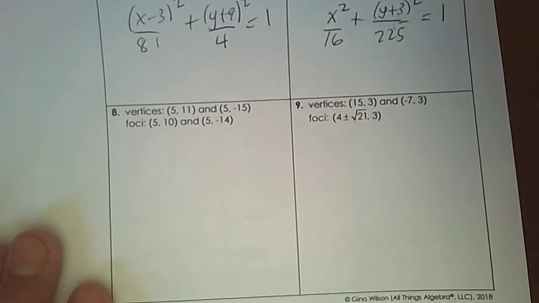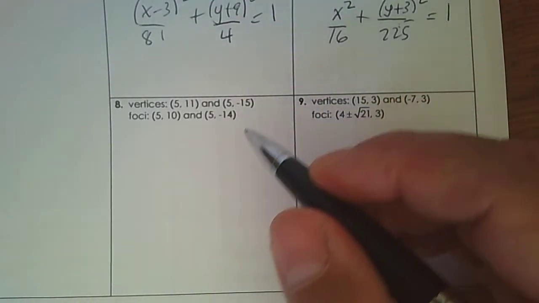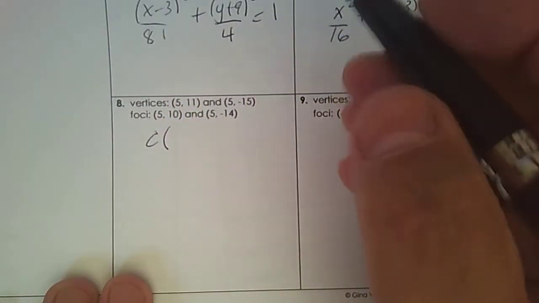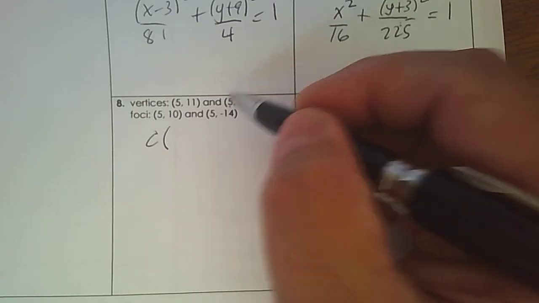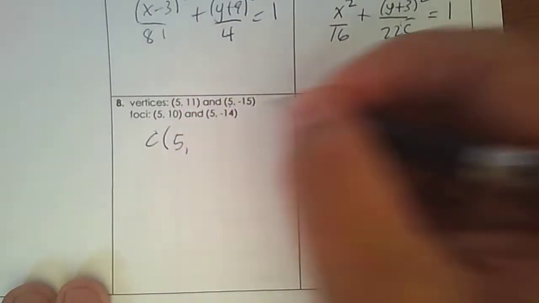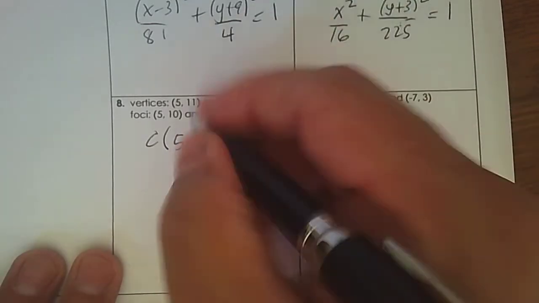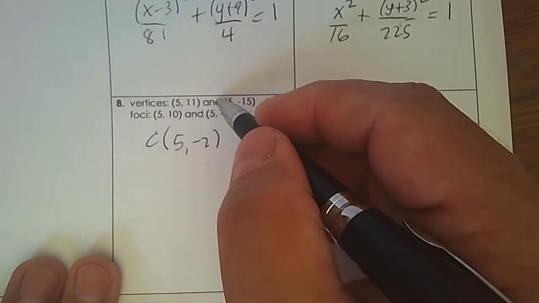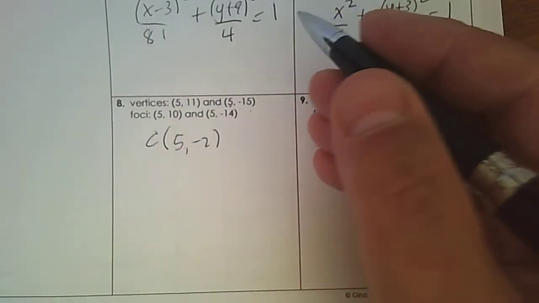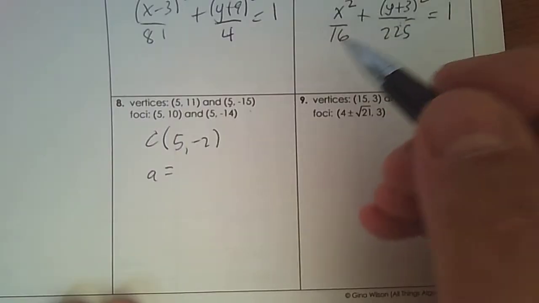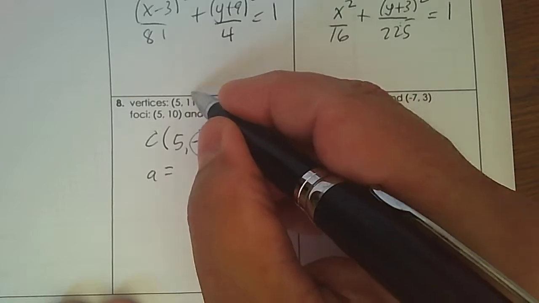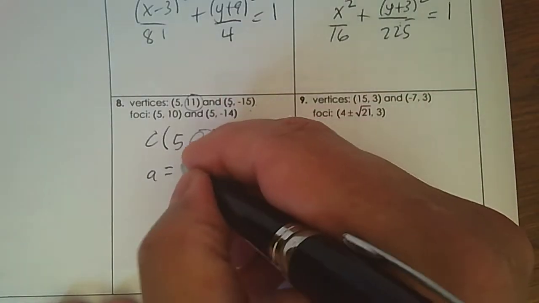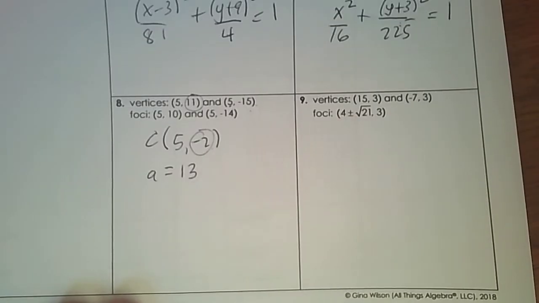Number 8. Vertices and foci. So let's try that. First of all, find the center with the vertices. Add and divide by 2. So 5 and 5 is 10, divided by 2 is 5. 11 and negative 15, that's negative 4. Divide by 2 and you get negative 2. Now notice your major vertices, the x didn't change but the y did. So this is vertical. So if I want to find what a equals, take the distance from the y-coordinate to the y-coordinate. So negative 2 to 11 or negative 2 to negative 15. Either way, the distance, written as a positive number, is 13.